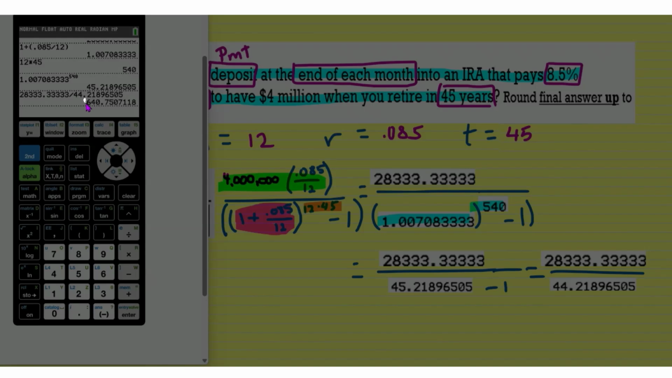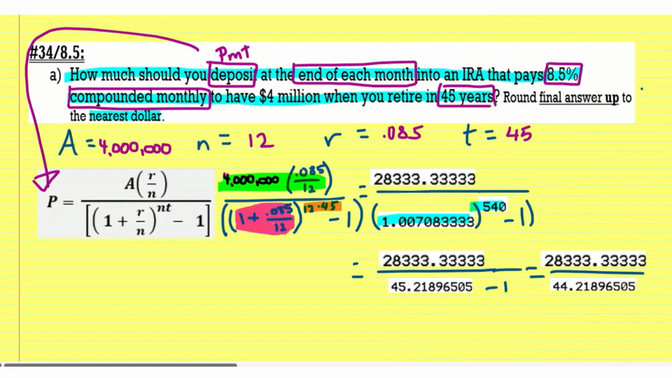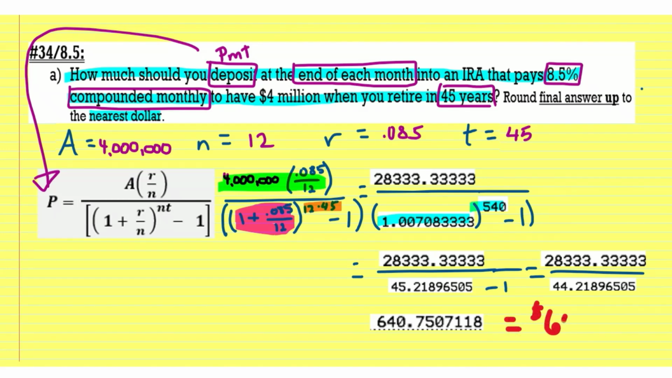of 640.75. And if I round that up to the nearest dollar, that means that how much should my deposit be, my regular payment should be? It should be $641. Okay. So, like I said, you can do this a piece at a time, or you can put it into your graphing calculator and it'll do all these calculations for you.